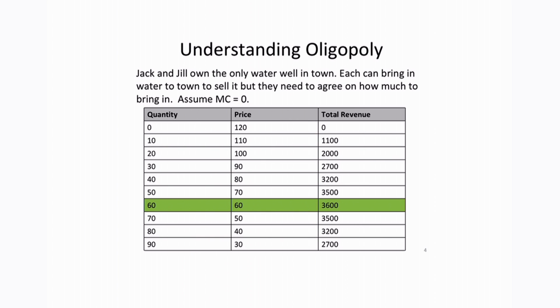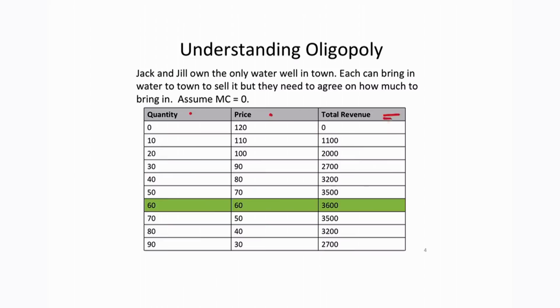As we observe on this table here, you can see the quantity of water that they bring into town, the quantity that they produce, and the price of water that they can set. Our total revenue will be equal to our total profits, again, because we are assuming marginal cost is equal to 0. The highest possible revenue, highest possible profit, is at the point where they produce 60 units of water and they charge $60 per unit. Their total revenue is going to be $3,600.